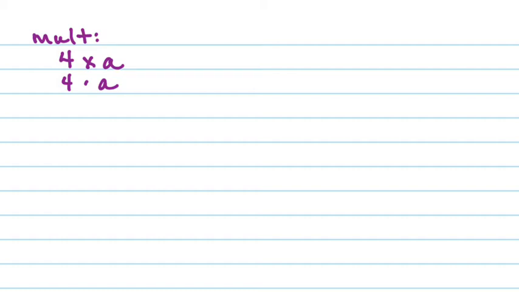But algebra is all about shorthand. It's about not writing anything that you don't have to. Okay? So if I were going to write 4 times A, I can simply write 4 and then the A right next to it. Anytime you see 2 terms or 2 pieces of information side by side like that, that always indicates multiplication. And you can do it with 2 letters as well. So if I say AB, that literally means A times B.